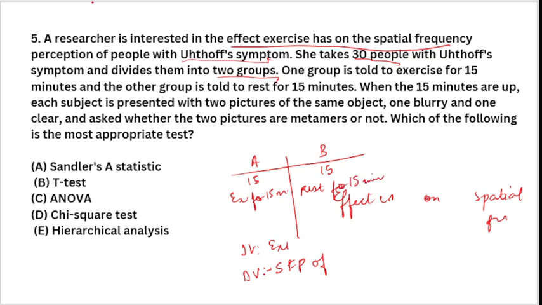When 15 minutes are up, each subject is presented with two pictures of the same object, one blurry and one clear. So they have to see the two pictures, one blurry and the other clear, and tell us whether these two pictures are metamers or not. So which test will be applied here?